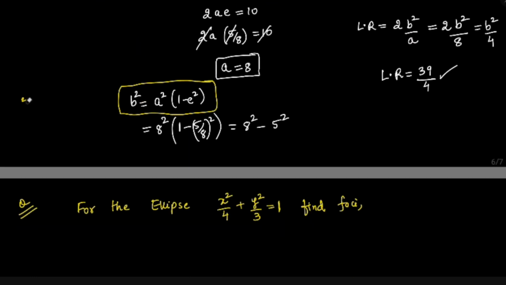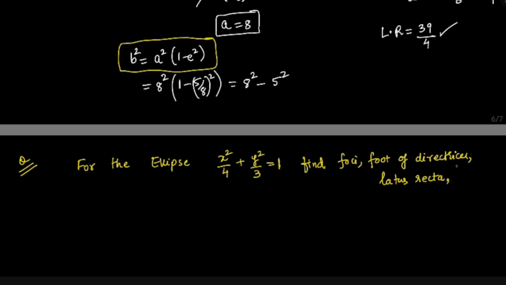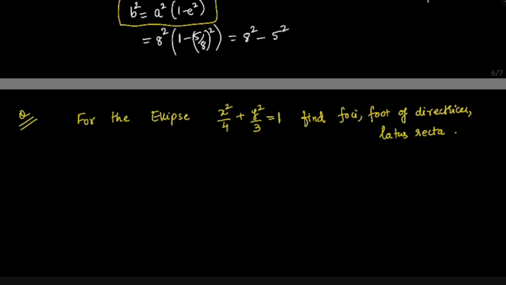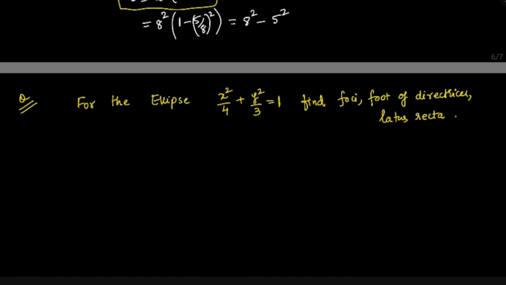All right. So find foci, foot of directrices, latus recta, which is the plural of latus rectum. In fact, find everything for this ellipse. So first we should start with what? This is in which form directly? Standard form, x square by a square plus y square by b square is equal to 1. Where a square value, this is the a square value. Is it a or a square?